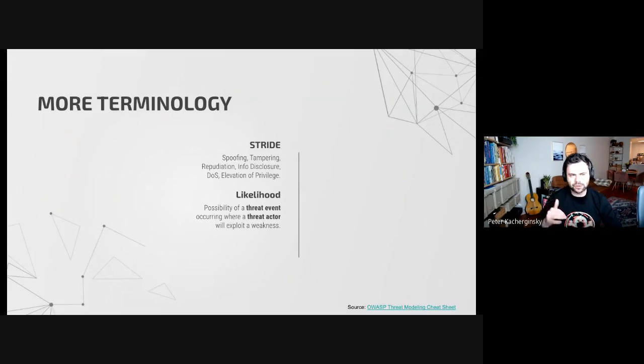Some more terminology so we can interpret the threat grid that I'm going to show you in a bit. STRIDE is a common acronym used for threat modeling. It stands for a variety of bad things you can do: spoofing, tampering, repudiation, information disclosure, denial of service, elevation of privilege. It's just a guide to help you think better about what the impact is. It is also important to consider the likelihood. How likely is it that the threat event is going to occur? How likely is it that the threat actor not only has an opportunity, but also the expertise to exploit the weakness? This will become useful later on as we talk about mitigations and how to prioritize them.